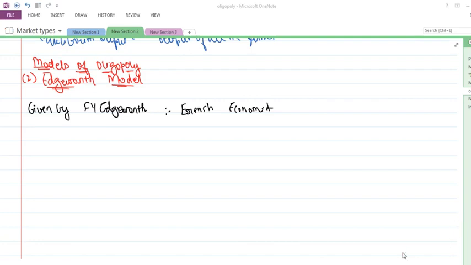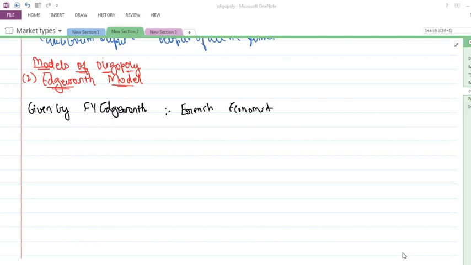Hello everyone. Continuing discussing the models of oligopoly, let's proceed further. The second model of oligopoly is Edgeworth model. It was given by F.Y. Edgeworth, who was a French economist.